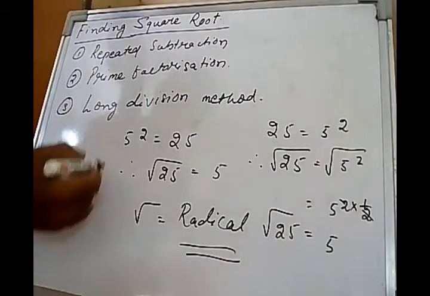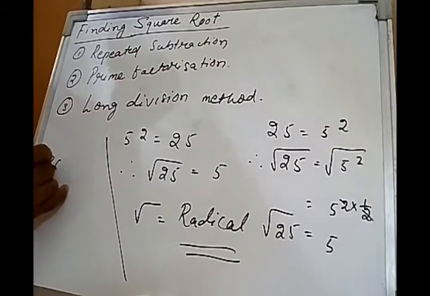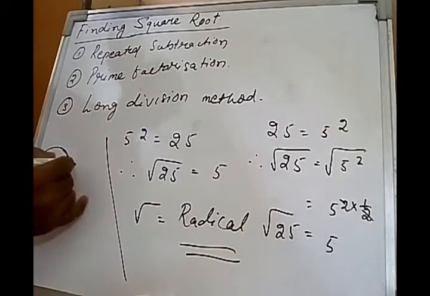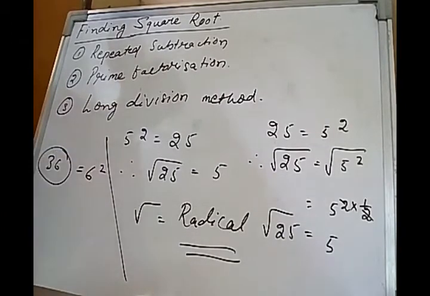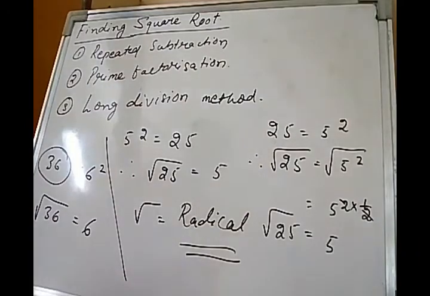For example, another one I am giving you. 36. 36 is whose square? 6 square. So square root of 36 will be only 6, not 6 square. This is the meaning of a square root. Now we will study repeated subtraction in detail.